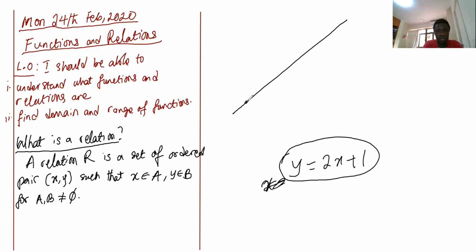When X is 0, Y is what? Talk to me. 1. When X is 7, Y is... There's so many of them. When x is -3, y is -5. So you can see that you can have infinitely many of these ordered pairs.